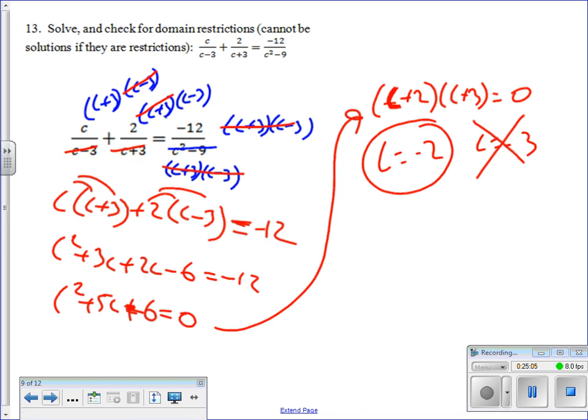I still don't understand why it can't be negative 3. Because negative 3 is going to give me 0 in my denominator. I cannot have 0 in any denominator at any time.